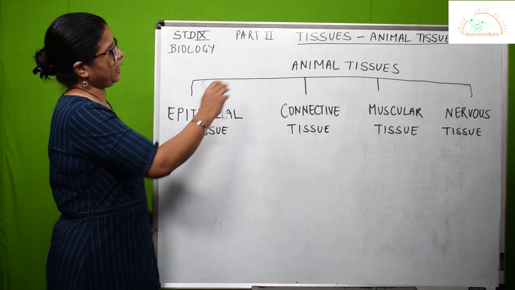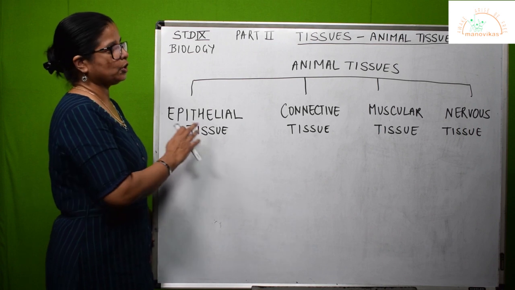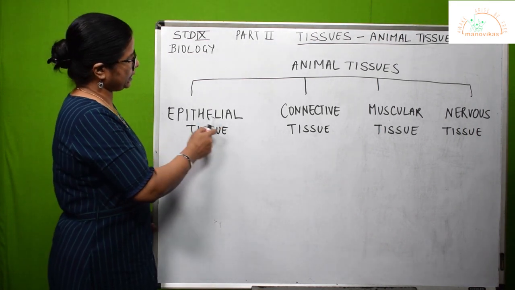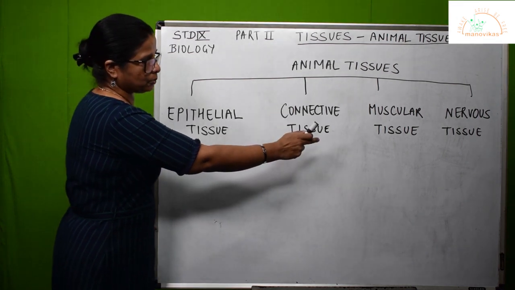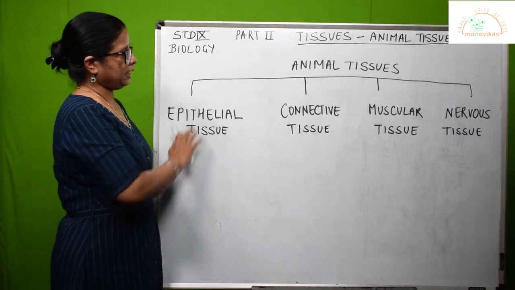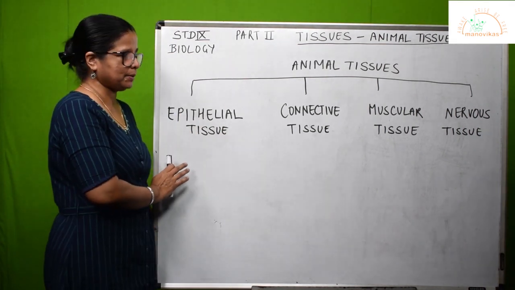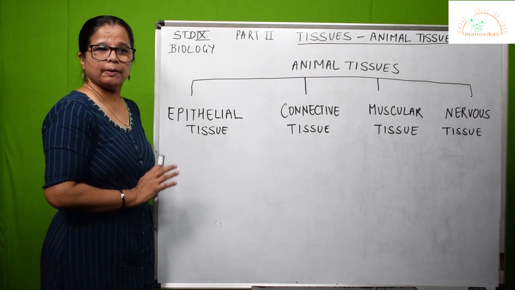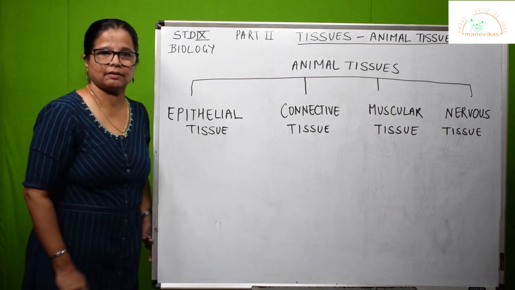Let us classify animal tissues. Look at the 4 types of animal tissues shown to you here in the flow chart. We have the epithelial tissue, the connective tissue, the muscular tissue and the nervous tissue. Each one of these has its specific location in the body of the animal and its specific function. Together, it makes up the entire organism. So let us study them one by one.